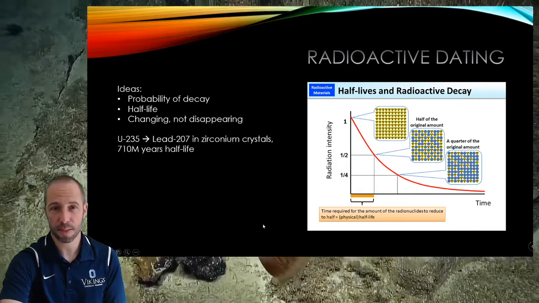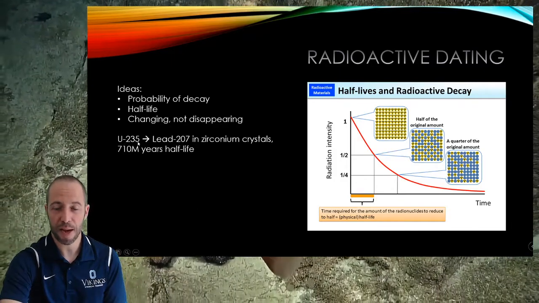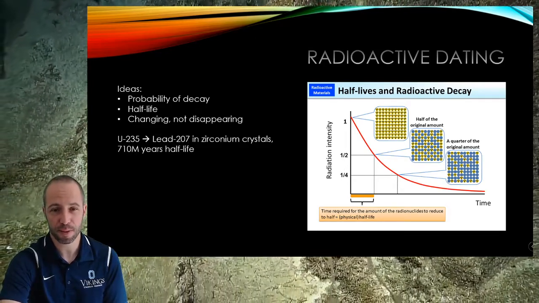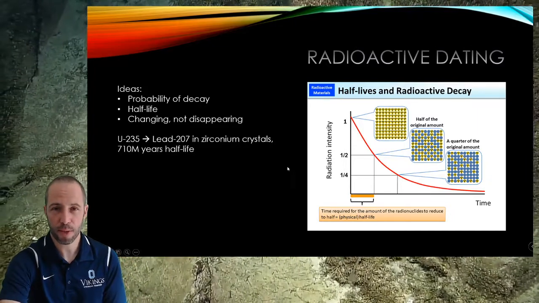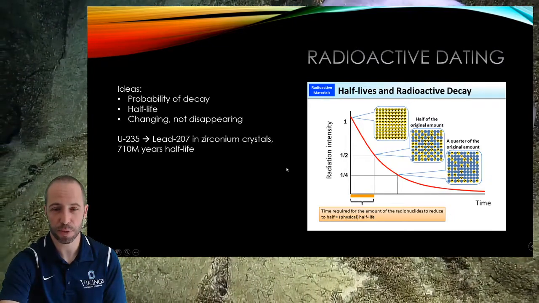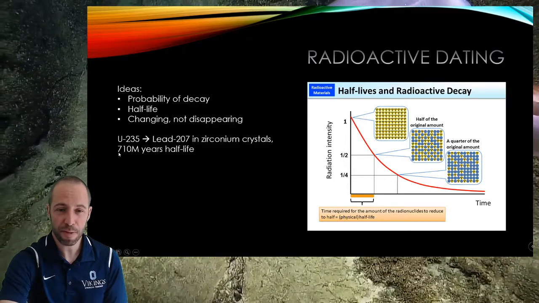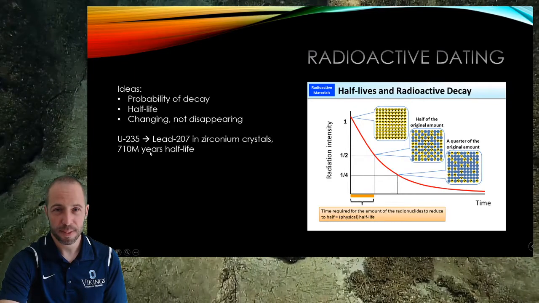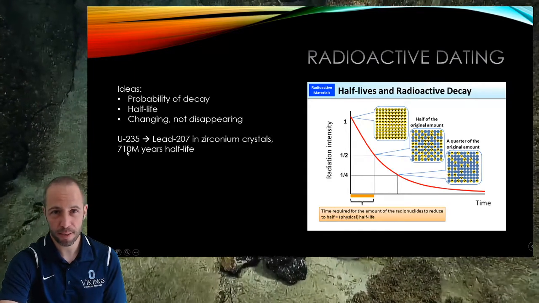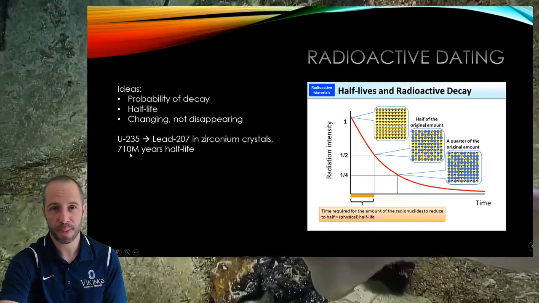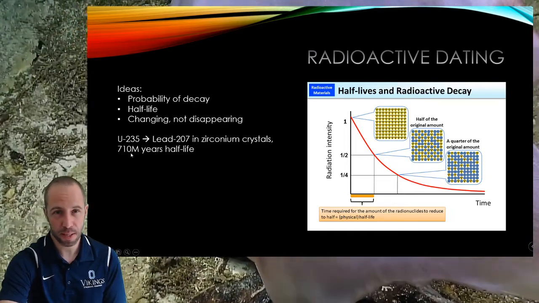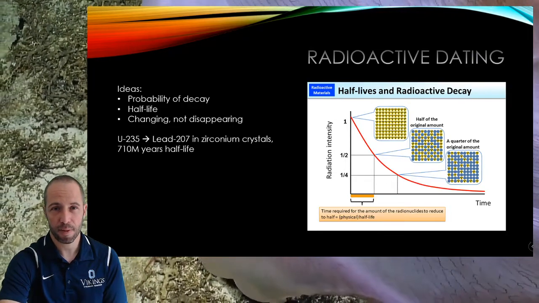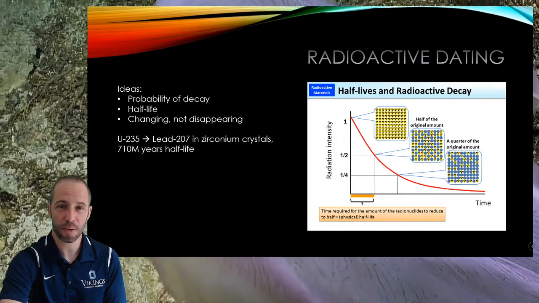Now, one example that we're going to talk about is uranium-235 turning into lead-207 as a whole bunch of pieces fly off and do other stuff. By the way, those other pieces aren't gone, we're just no longer paying attention to them. Now, the half-life for that is 710 million years. So if I had like 10 grams of this stuff and I waited 710 million years, I'd be down to 5 grams. And if I waited another 710 million years, I'd be down to 2.5 grams. And if I waited another 710 million years, I'd be down to 1.25 grams.